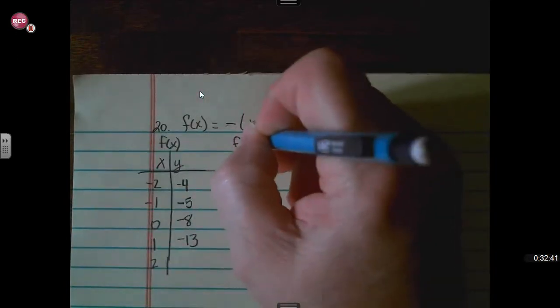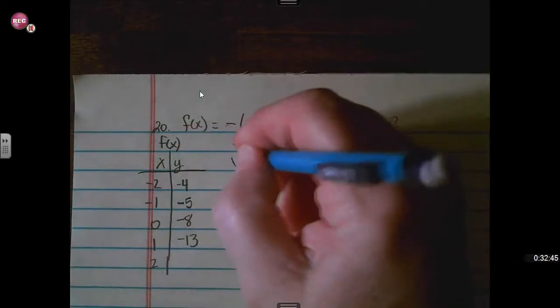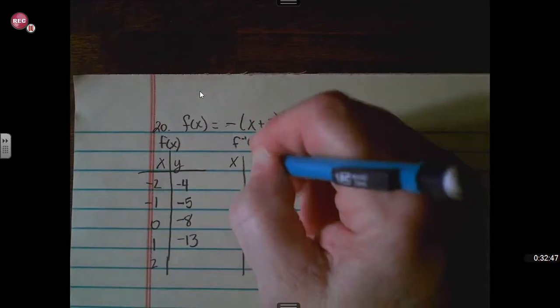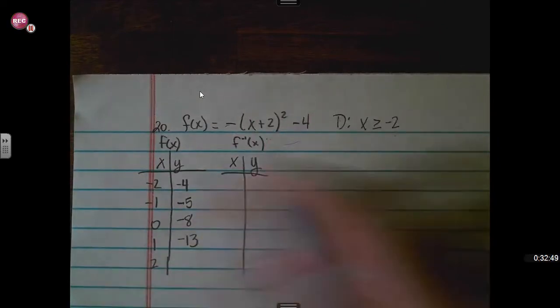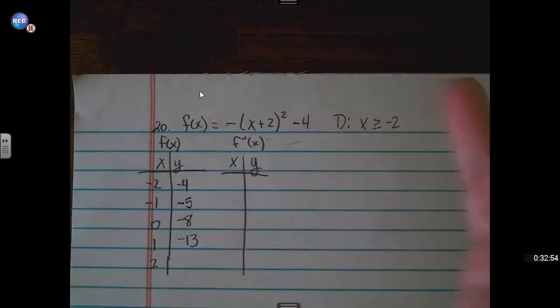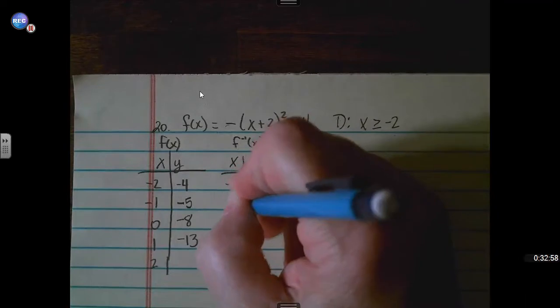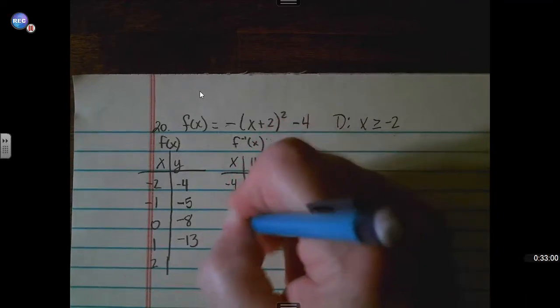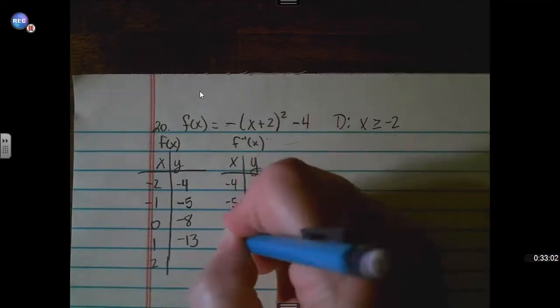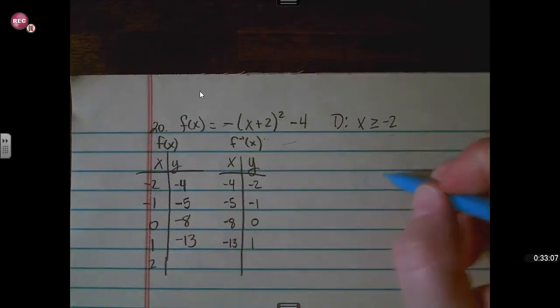My inverse, f minus 1 of x, that's how we write the inverse. The ordered pairs will be, remember for an inverse, xy gets mapped into yx. So I flip them around. Negative 4, negative 2, negative 5, negative 1, negative 8, 0, negative 13, 1. And I don't know that I'll graph that last one, but we'll see.